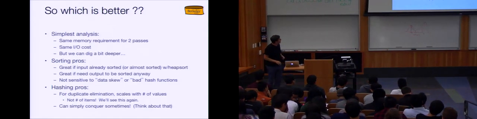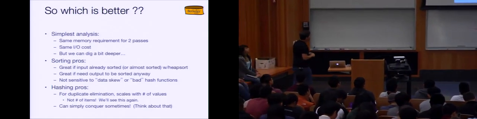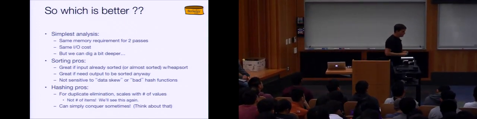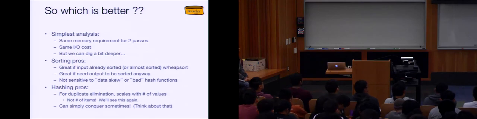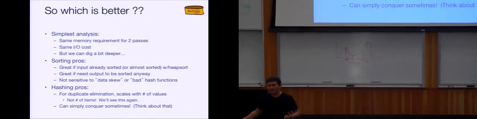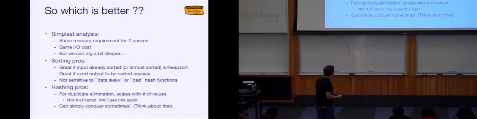Okay, so which is better? Well, they're the same. But let's keep a couple of things in mind. They're not totally the same. So pros of sorting. We saw with heap sort, if the data's already sorted, heap sort's a one-pass algorithm. Neither hashing nor quicksort-based merge sort are.